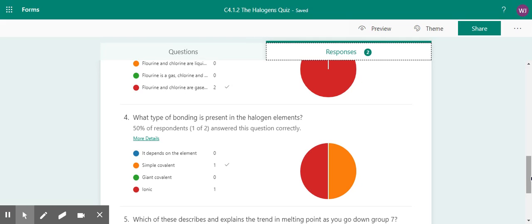One of you has answered ionic. You can only have ionic bonding if you've got a compound, so no elements can do ionic bonding because it has to be a metal losing an electron and a non-metal gaining an electron.